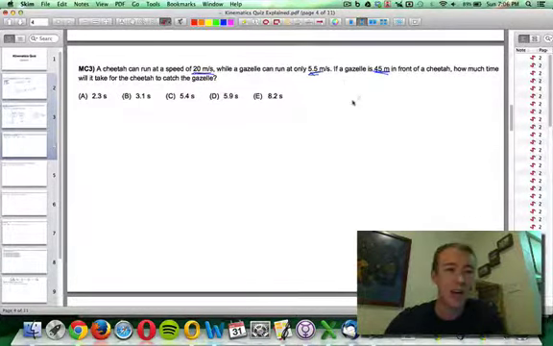So how much time will it take for the cheetah to catch the gazelle? That's what we want to find here. Ultimately, we're doing some problem solving. There's going to need to be some math that goes on. But it helps to look at this problem graphically first, okay?